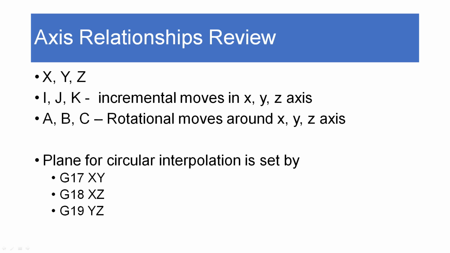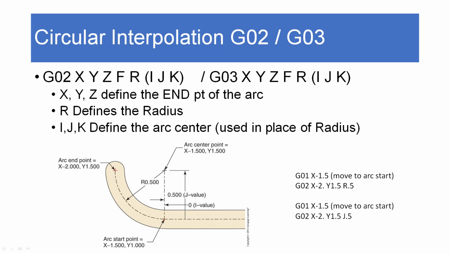So the motion that we arc in, we're only really ever arcing in two planes. And we set that with G17, 18, and 19. That tells us what plane we're going to arc in. We'll talk about that here in a minute when we look at some examples. So when we talk about circular interpolation, what we have to address are the following terms. We need to tell it where it's going. So G02 is the preparatory command, needs more information, needs a destination in X, Y, and Z.